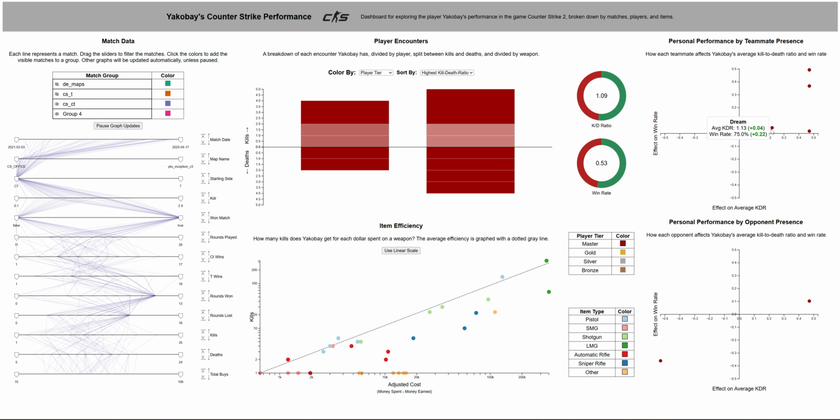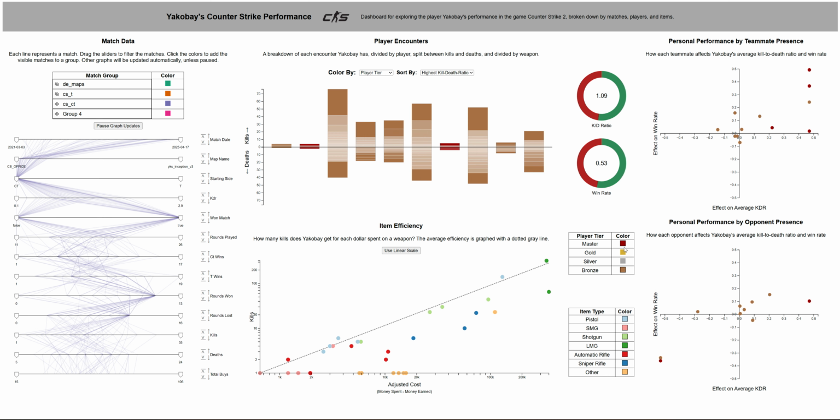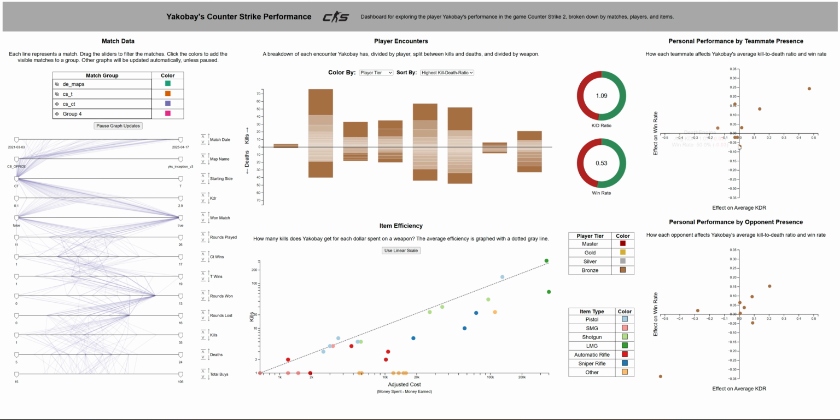So they're people I want on my teams. They're the highest performing players, so that makes sense. And then the bronze players don't have it, and tend to have the opposite effect. When they're on my team, they may not perform as well, and they may bring down my KDR and my win rate.